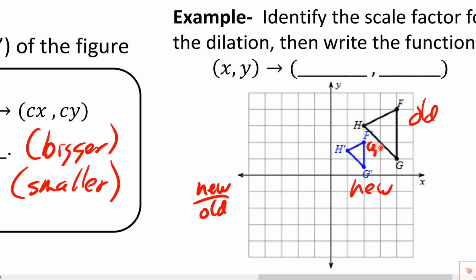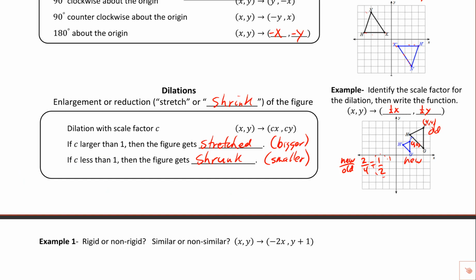So take a look at this one. This one is 2, 2, and this one is 4, 4. We're going to take the new one, 2, over the old one, 4. So this would be 1/2. This right here is our scale factor, and you'll notice that it's basically becoming half the size. So this would be 1/2 x, and this would be 1/2 y. That's going to shrink all of the coordinates there.